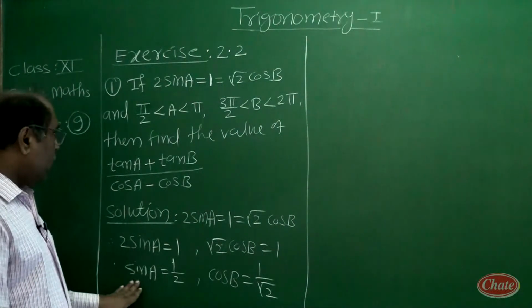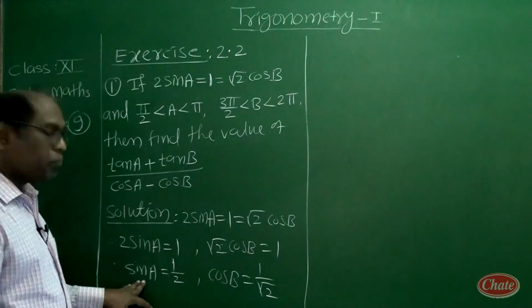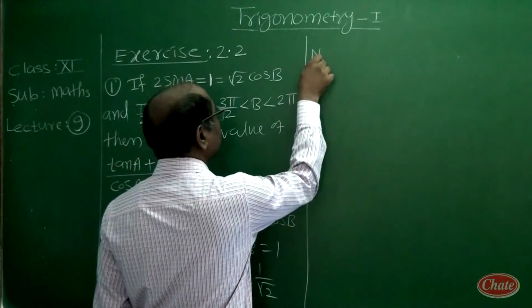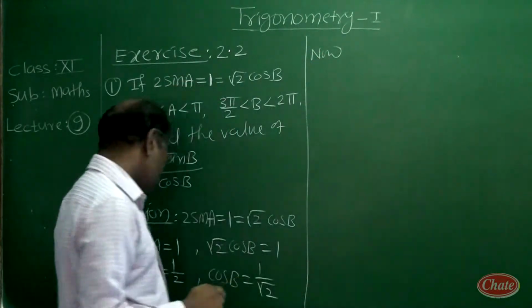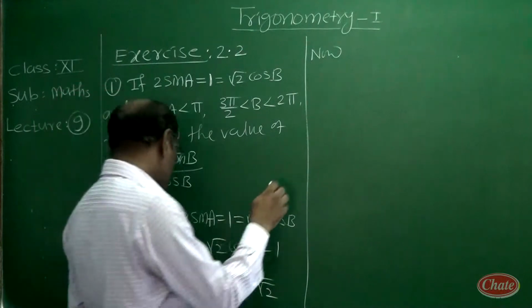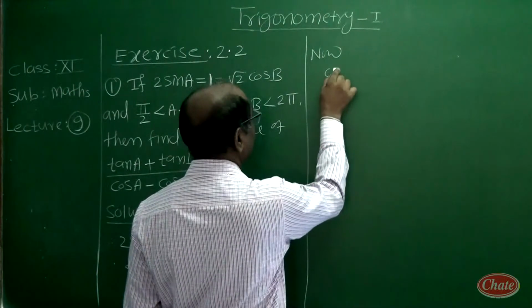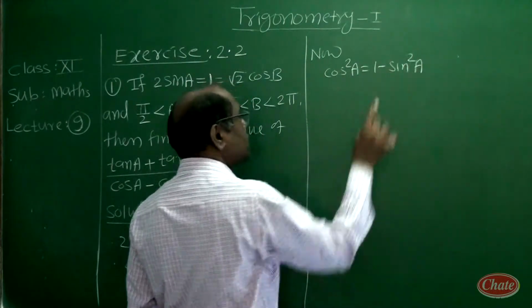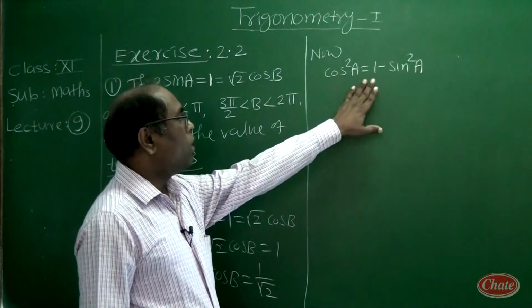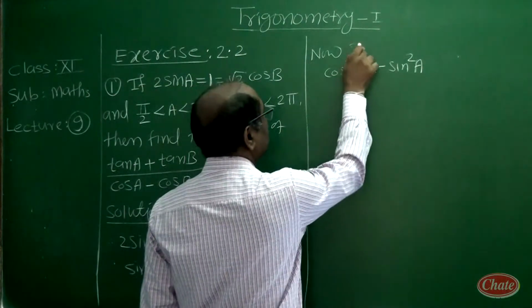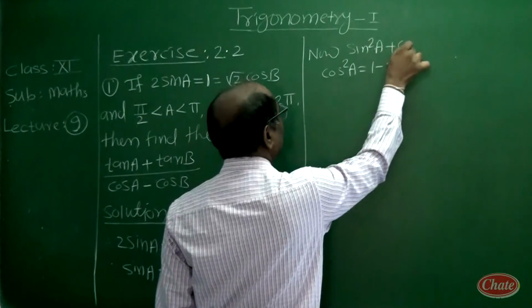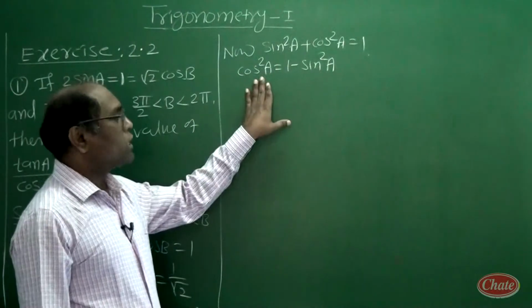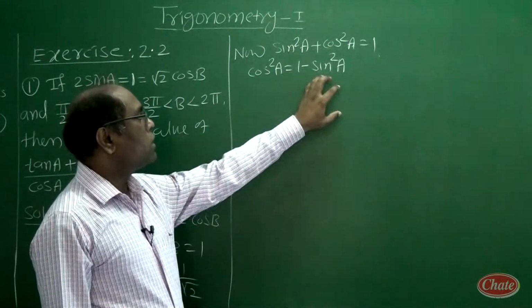Now here we have to find the value of cos A. First, sin A is equal to 1 by 2. We know that sin square A plus cos square A is equal to 1. So what is cos square A? Cos square A is equal to 1 minus sin square A.